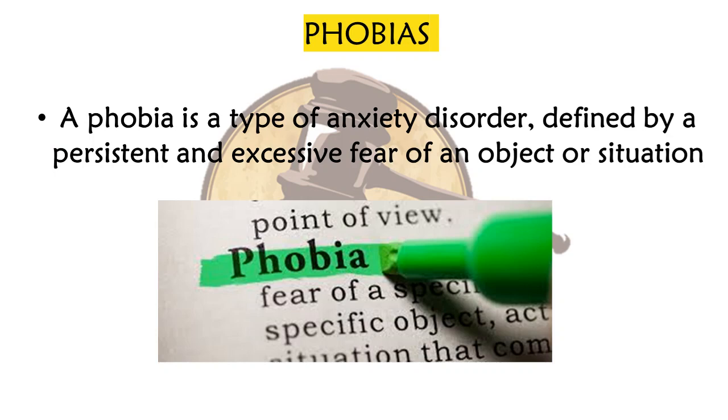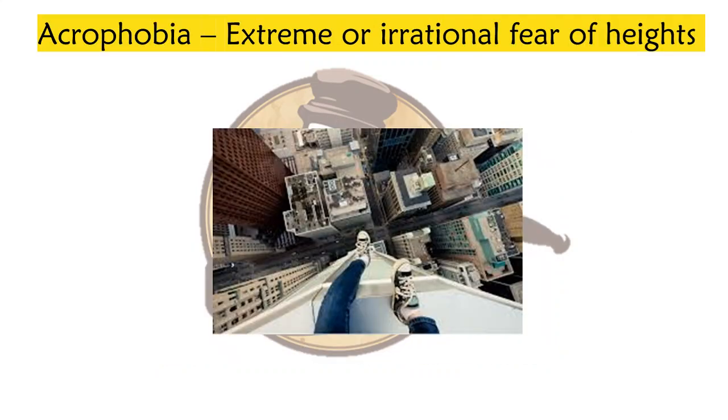First, we'll be starting with the phobias and then eventually we'll move on to manias. So first, we'll be covering phobias. A phobia is a type of anxiety disorder defined by persistent or excessive fear of an object or situation. So there is an object or some situation or some person which scares you, and this is an anxiety disorder. Okay, so let's start now. First is acrophobia.